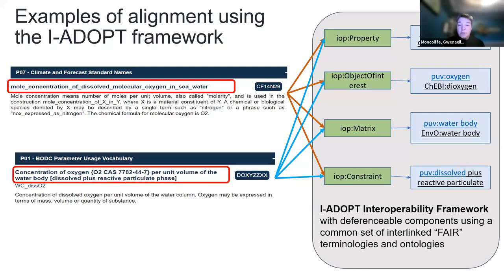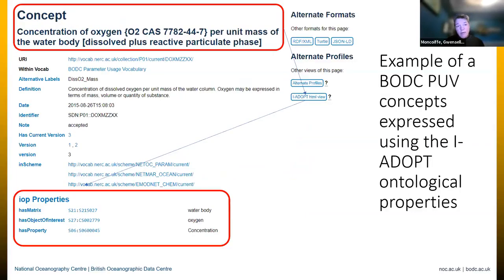Then you've got the matrix in that case, which is a water body. And we've also got a constraint which specifies that the oxygen was dissolved in the water. So this is one way of decomposing those variables.